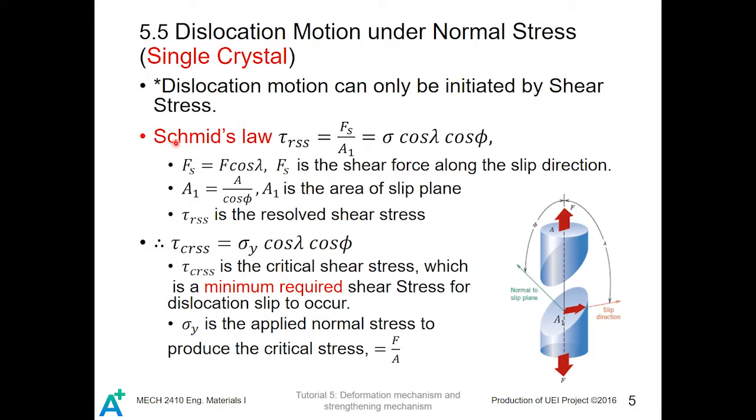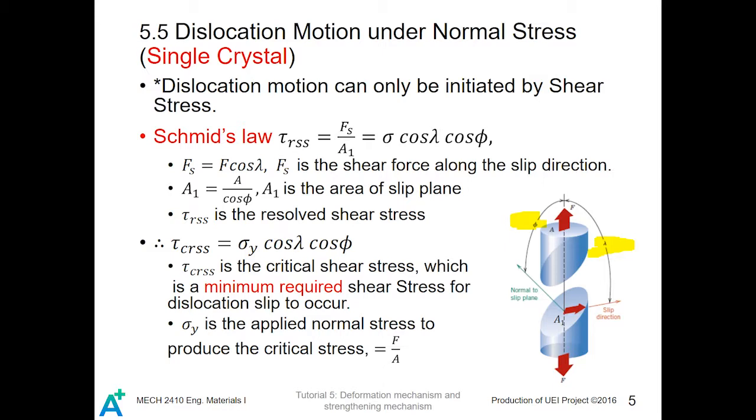Fs, the shear stress along this plane, is basically equal to F cosine this angle here, and this is quite straightforward. Fs is the shear force along the slip direction. A1 is different from the actual normal cross section, so you need to multiply by a term related to this angle. A1 is the area of the slip plane, and A is the area of the normal cross section.